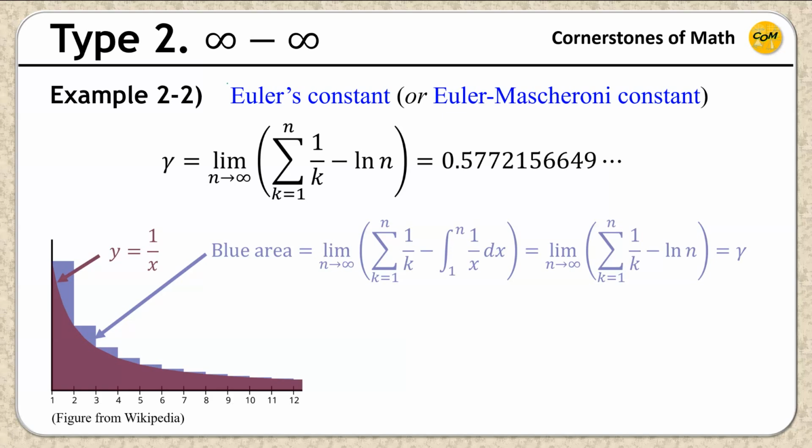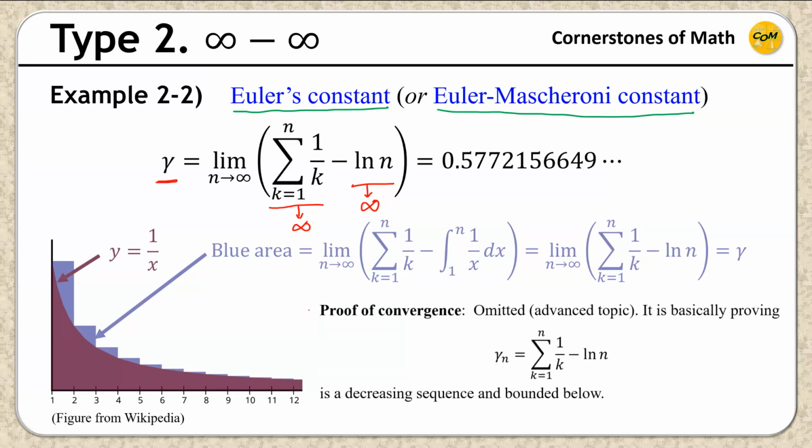This next example is kind of advanced, but I decided to include it in this video because it is actually quite famous. It is the famous mathematical constant called Euler's constant or Euler-Mascheroni constant, defined as the limit of the difference between the harmonic series and the natural logarithm. You may know that both the harmonic series and the natural logarithm diverge, but their difference is known to converge to a certain value, denoted as gamma.